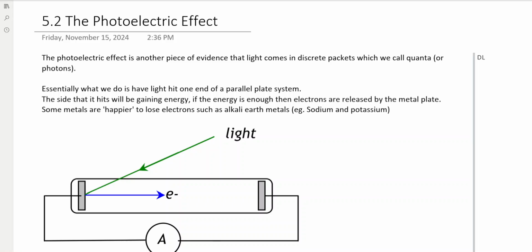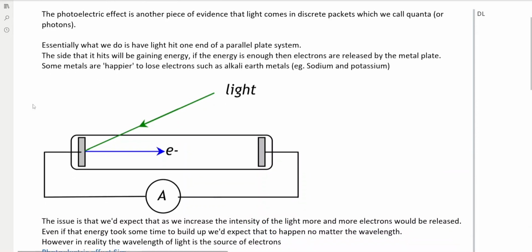So the photoelectric effect is another piece of evidence that we have that light comes in discrete packets called quanta or photons. And we looked at the last lesson the ultraviolet catastrophe, which is this idea of black body radiation showing that light must come in discrete packets. But here's another experiment we can do to show that effect taking place.